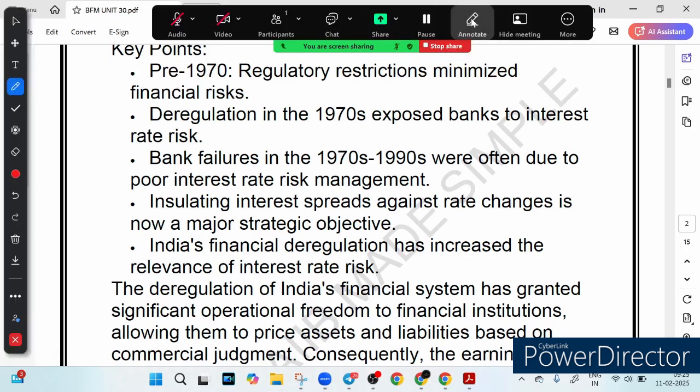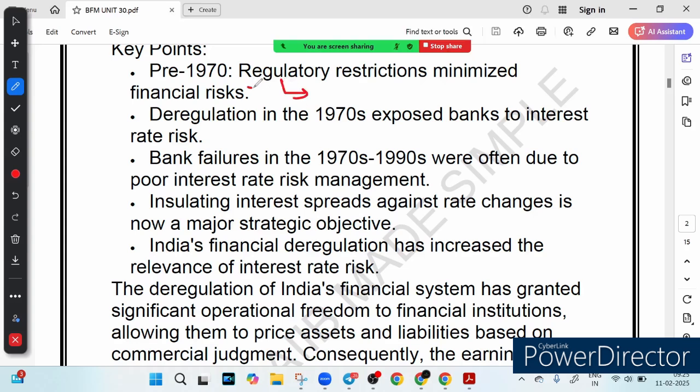So friends, before 1970, banking was heavily controlled by regulation. It was regulatory restriction, right? Banks did not have to worry about interest rate change because everything was fixed by the government. The government fixed the deposit rate, loan rate, everything. This kept banking stable and risk free. So what was the result? Pre-1970 banks were stable and risk free. They only had to take care of credit and liquidity risk.